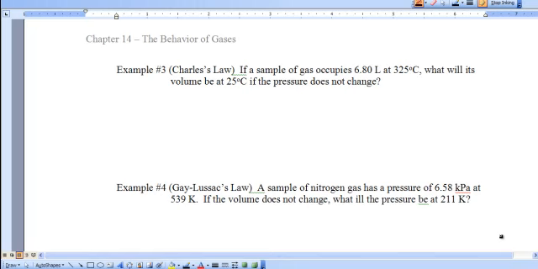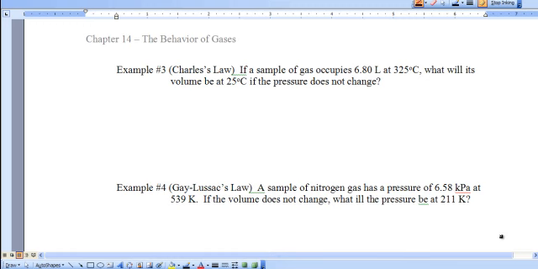And we're back and better than ever in 14-3, the ideal gas law. In this particular section, we're showing you how to use the ideal gas law, PV equals nRT, to solve any of the gas law questions. We've already showed you how you can use it to solve a Boyle's law question, and now in example number 3, we're going to show you how to address a Charles's law question.